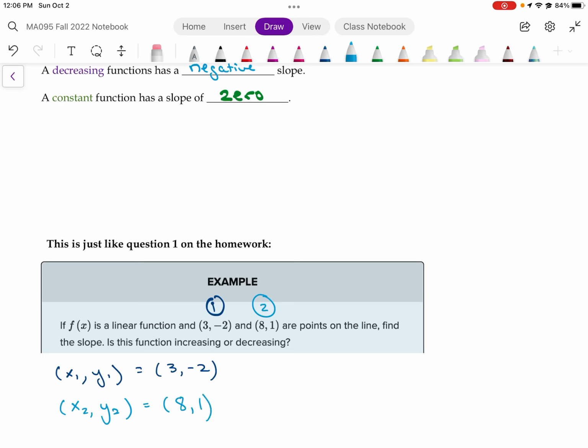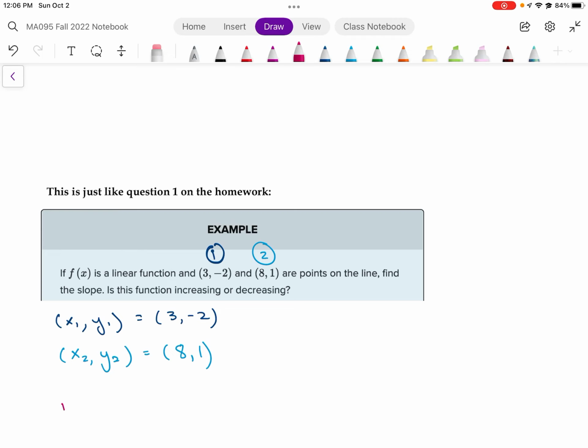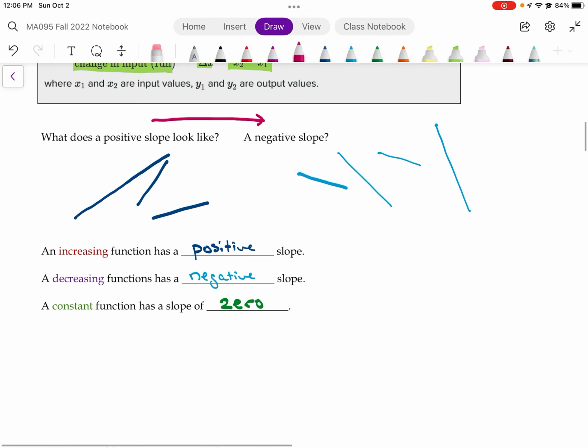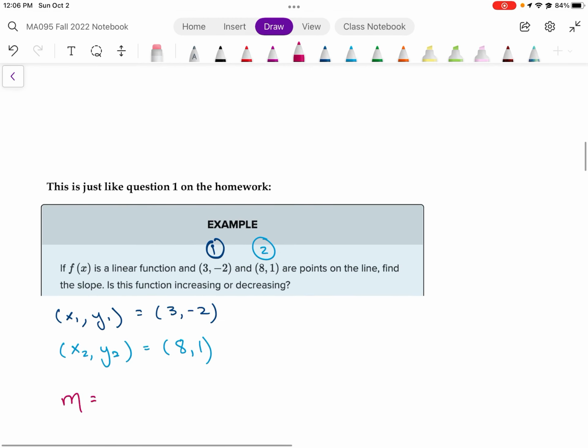Some of the biggest mistakes I see is people not taking the time to just do this. Okay, so just do this. All right, so now what is slope? So let's write it down. Slope is m, so we call slope m, as you saw right up here in the definition. So m is y2 minus y1 over x2 minus x1. All right, so y2 is going to be the 1. And then we're going to say minus, and then the y1 is the negative 2.